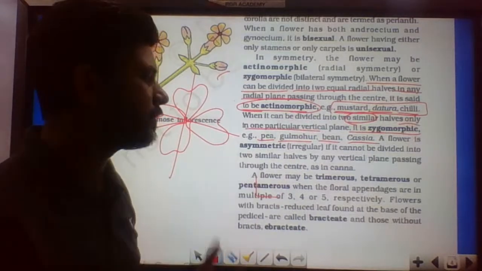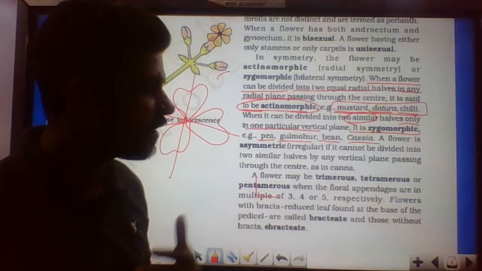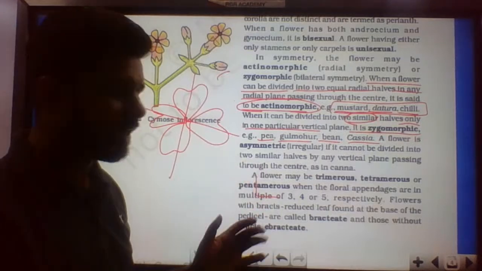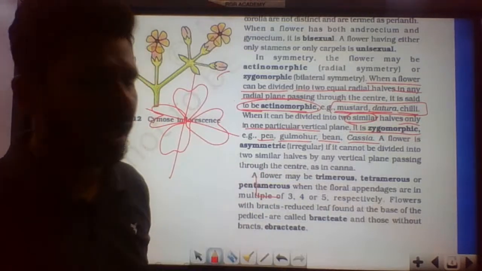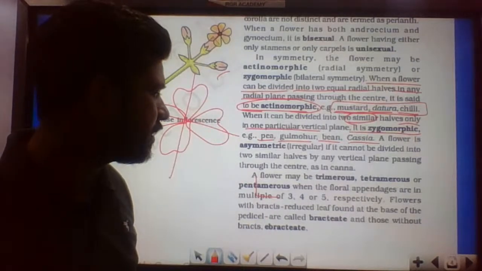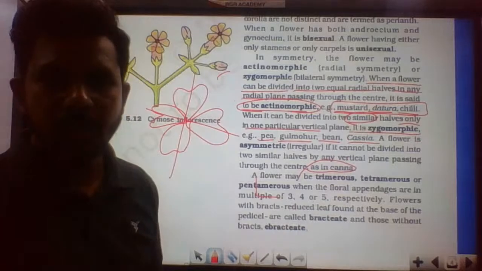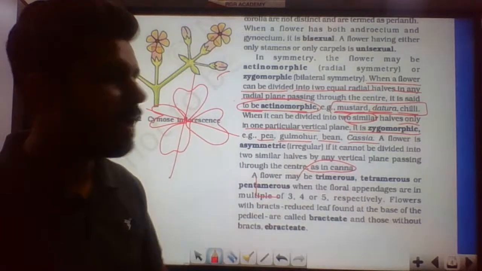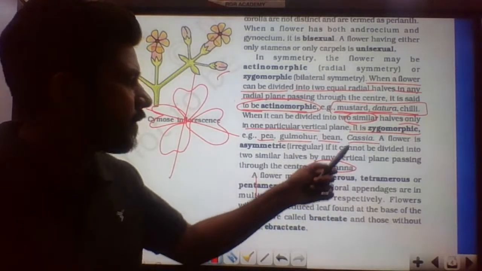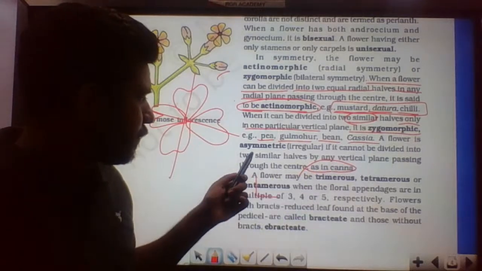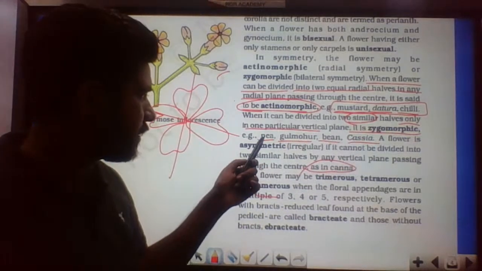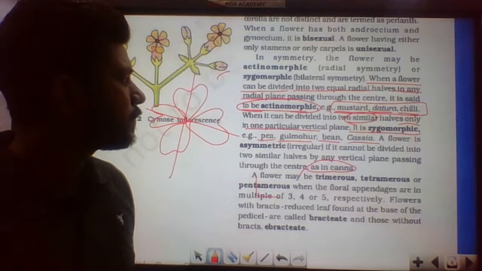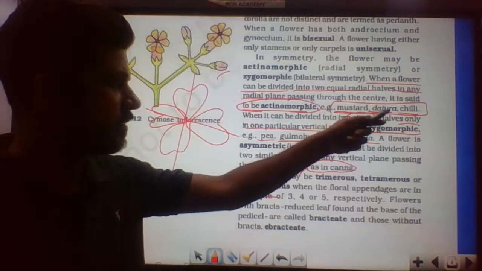And the last one is asymmetric flower, which means irregular flowers. If it cannot be divided into two similar halves, we can't divide the flower into two equal halves with a vertical plane passing through the center, as seen in canna. So there are 3 types of symmetry and their examples are mentioned here. It is very, very important. Canna is the example for asymmetric flowers, zygomorphic flowers are seen in pea, gulmohar, bean and cassia, and actinomorphic flowers are seen in mustard, datura and chili.